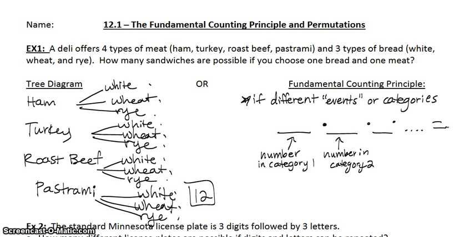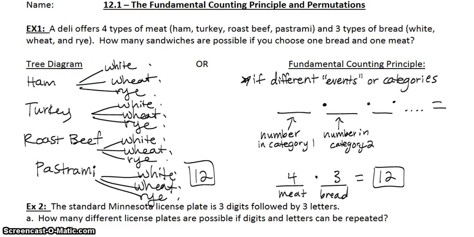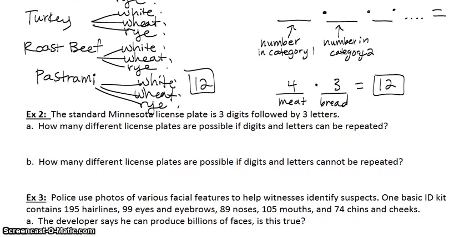Our example then is, my first category is the meat category, and I've got 4 items. My second category is the bread category, and I've got 3 items. And I'm done there because I only have 2 categories. 4 times 3 is 12. That's my answer. Once you know how to do the fundamental counting principle, it can make these problems really fast. It does get slightly more difficult. Let's go to example 2.